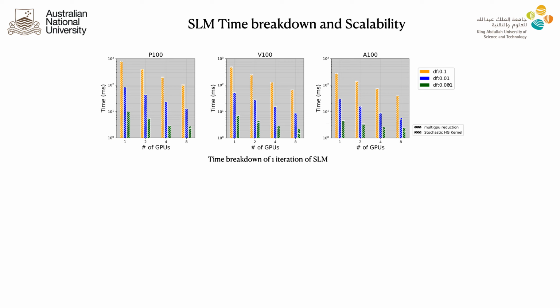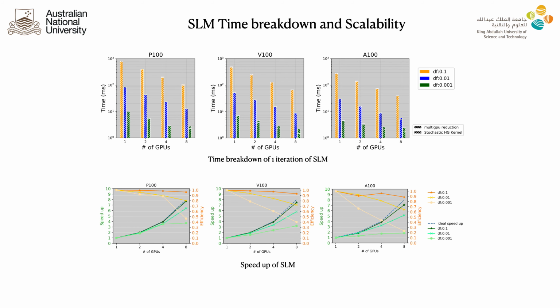We also show three data fractions and three architectures. As you can see, when the data fraction is large, the multiple GPU reduction can be neglected. It's very small compared to the large stochastic HG kernel. But when the data fraction is low, and when we have the newest architecture A100, you can see that these little guys gradually show up.